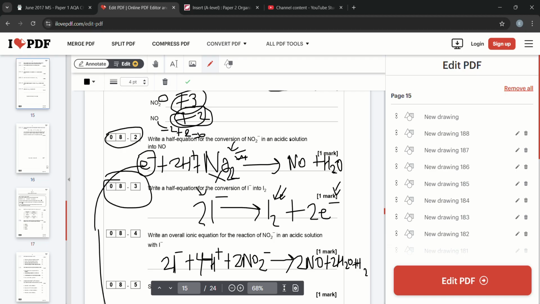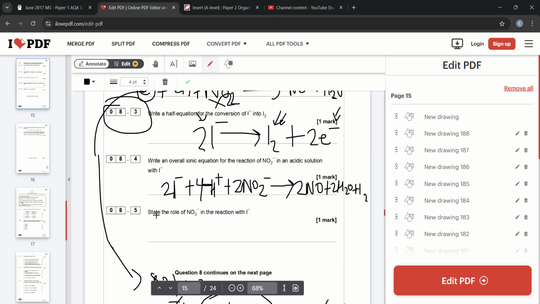Do the charges balance out? Yes. The overall charge on the right hand side is 0, and on the left hand side, 4 plus 2 minus 2 is 4, and then 4 plus minus 2 gives us 2, hmm, 4 plus 2 minus 2... it works out to 0. So it's correct. Then it says, state the role of NO2 minus in the reaction with I minus. Well, the role of NO2 minus is an oxidizing agent.